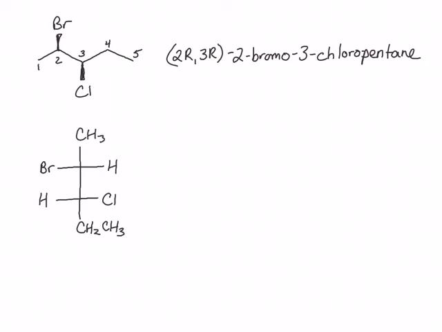Using Fischer projections to portray molecules that have more than one chiral center makes it very easy to look for planes of symmetry. In this case, it's very easy to see that there is no plane of symmetry, and this molecule is in fact chiral. Let's look at another example.